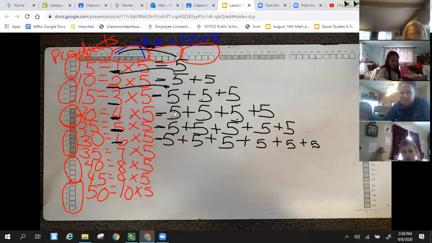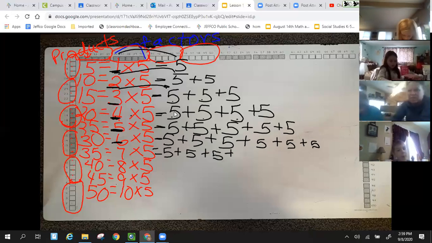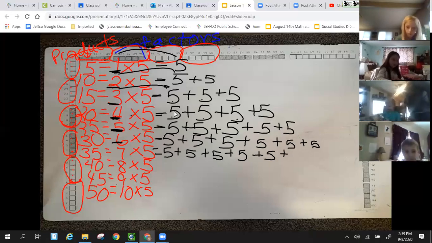7 groups of 5. Cooper, what are you thinking? 5 plus 5. 7 times. 4, 5, 6, 7. Let's see. 1, 2, 3, 4, 5, 6, 7. 7 groups of 5, 35.